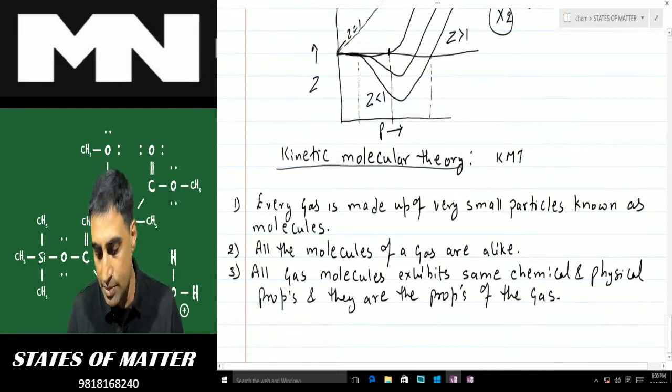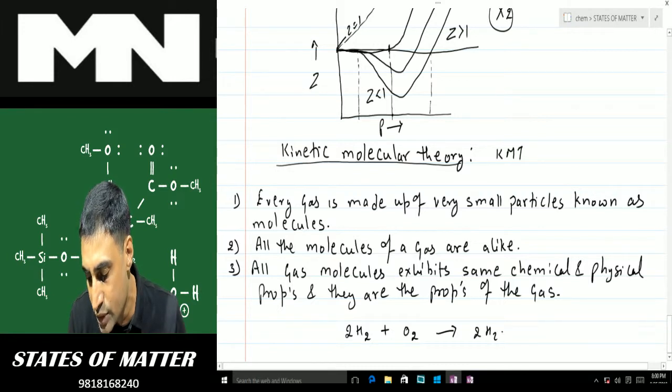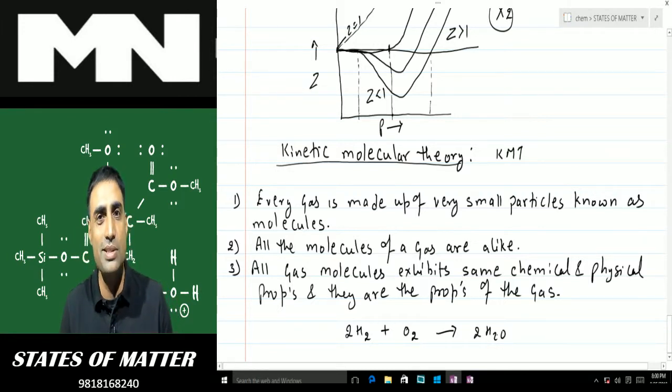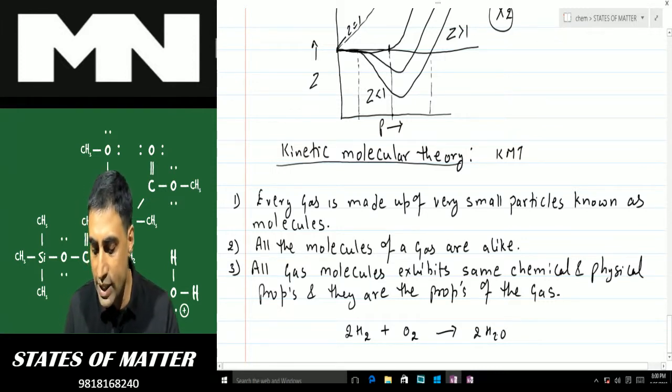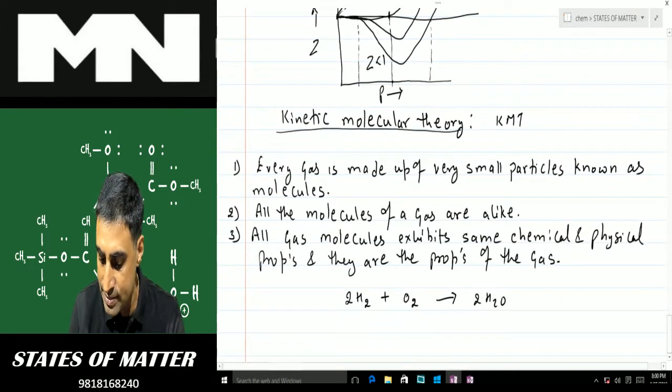I give you one example. Say I am writing: two molecules of hydrogen combine with one molecule of oxygen to give two molecules of water. This is simply said to be a property of hydrogen and oxygen. We can say that two volumes of hydrogen combine with one volume of oxygen to give two volumes of water. So the property which is exhibited by the molecule is the property of that gas. So all gas molecules exhibit the same chemical and physical property, and they are the property of the gas.